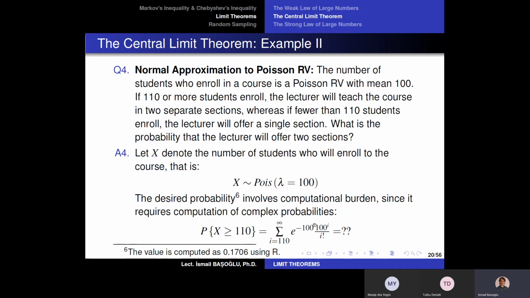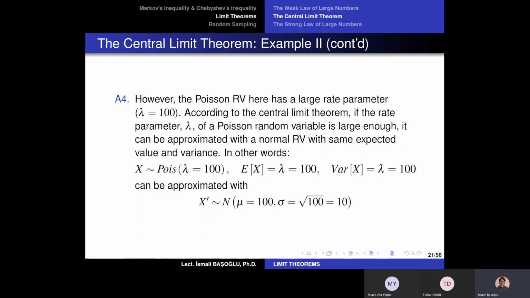But what do you know about Poisson random variables? A Poisson random variable here has a large rate parameter. So the rate parameter lambda is large enough. According to the central limit theorem, if the rate parameter lambda is large for a Poisson random variable, it can be approximated with a normal random variable with the same expected value and variance. So why can we do that? Because if you remember from yesterday's lecture, a Poisson random variable can be represented as the sum of independent Poisson random variables. Okay?